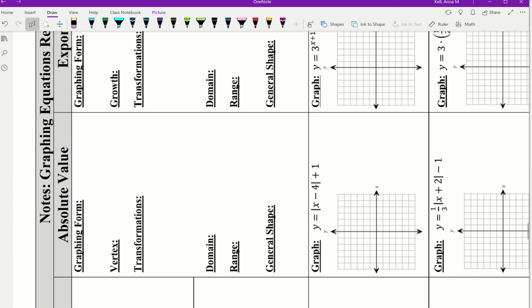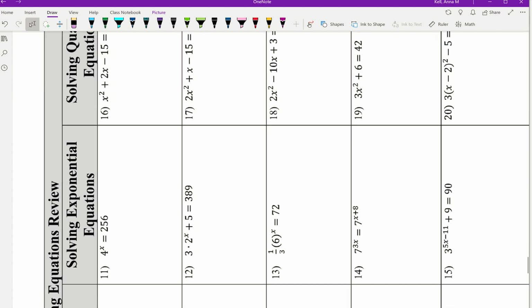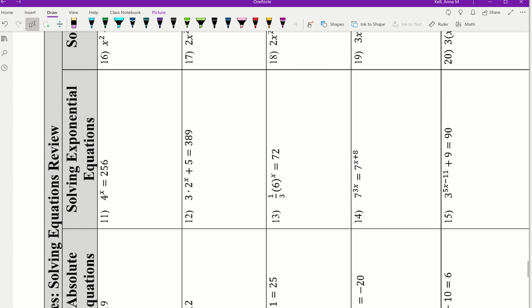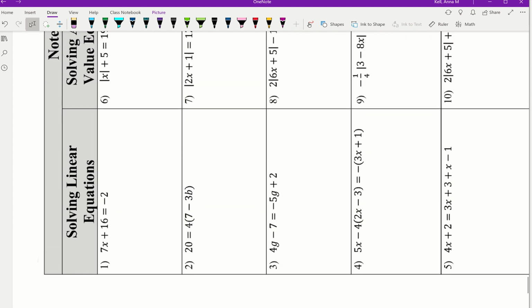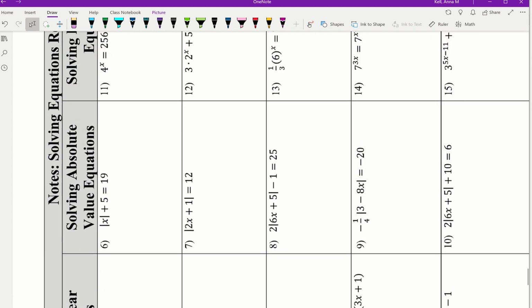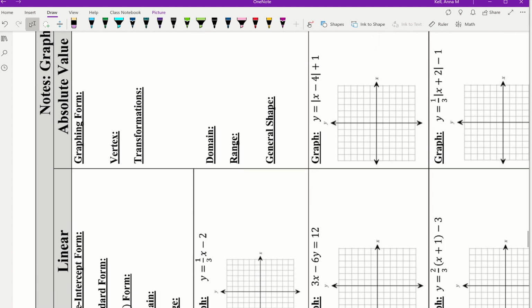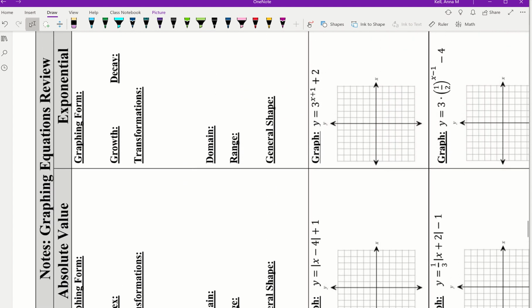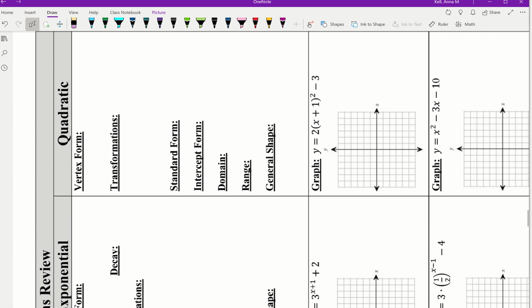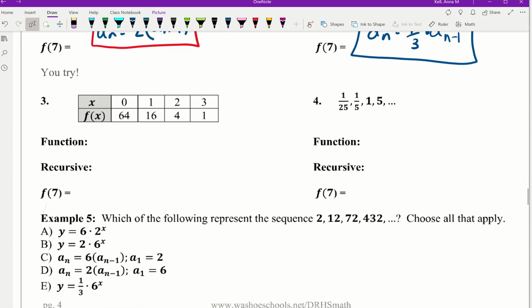How much more do we have here? Oh, we have a summary. We have a lot of summary. Oh, this is a fun review. I think that we'll be doing this in class. Oh, this is a great review.